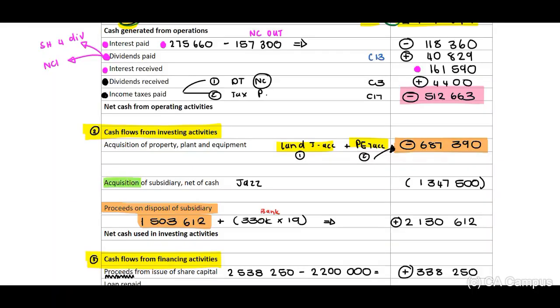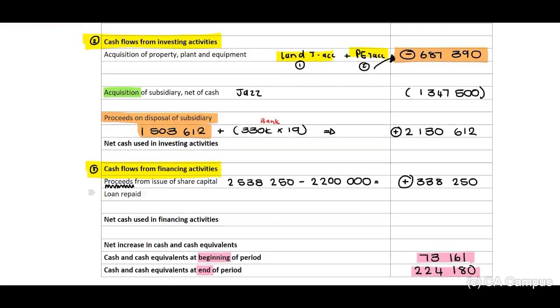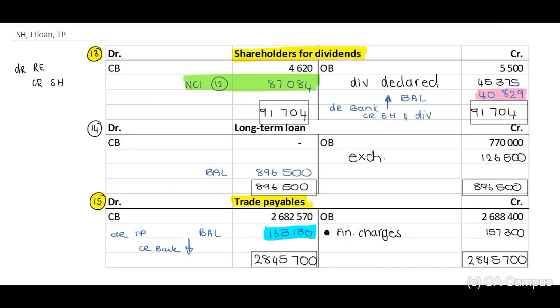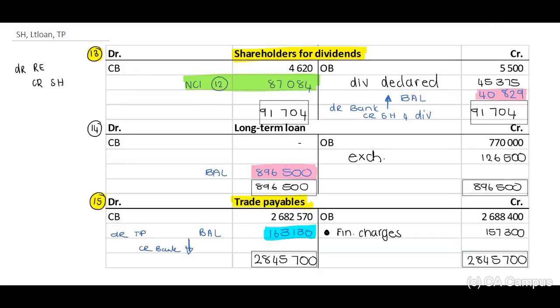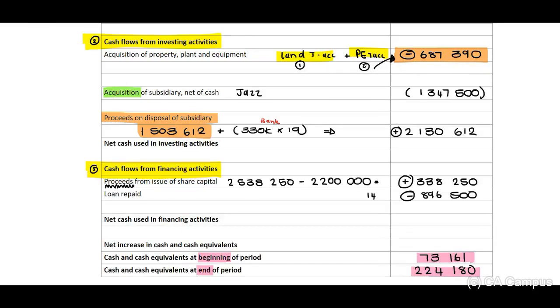Right, I've completed my cash flows from investing activities. Cash flows from financing activities: I still need to include my loan repayment. Therefore, if I refer to my long-term loan, I'm able to identify on the debit side 876,500. We debit the loan, we credit our bank, 896,500. This is an outflow. Identify that this is calculation 14. This is my calculation 14.